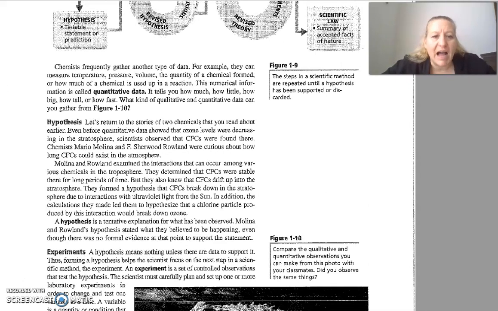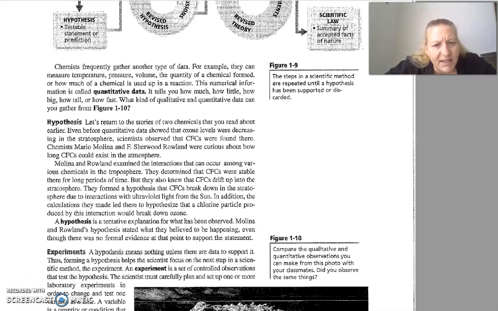Our next step is hypothesis. Let's return to the story of the two chemicals that you read about earlier. Even before quantitative data showed that ozone levels were decreasing in the stratosphere, scientists observed that CFCs were found there. Chemists Mario Molina and F. Sherwood Rowland were curious about how long CFCs could exist in the atmosphere. Molina and Rowland examined the interactions that can occur among various chemicals in the troposphere.